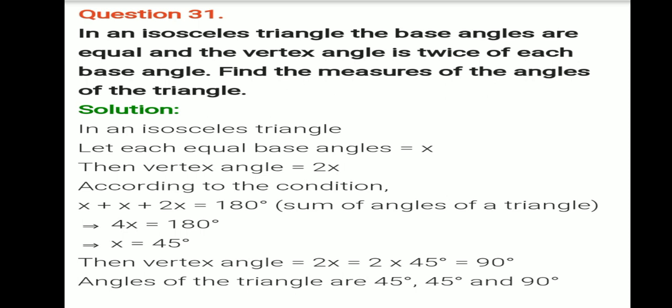And you know that the sum of angles of a triangle is 180. So one base angle is x, another base angle is also x, and the third angle is 2x. That's why the equation becomes x plus x plus 2x is equal to 180.